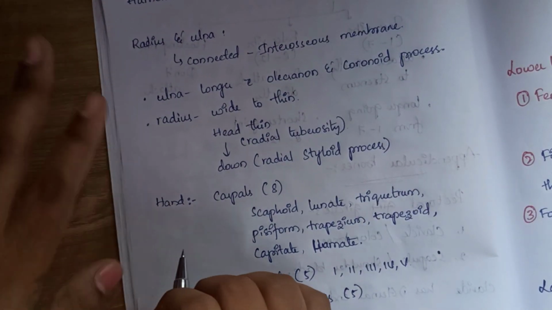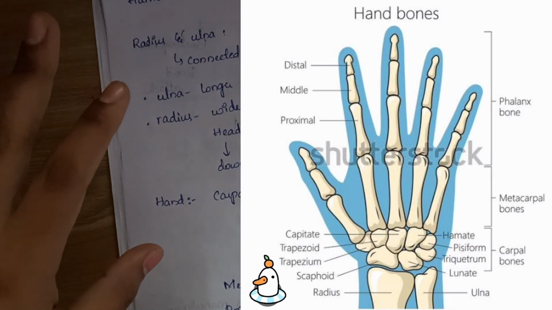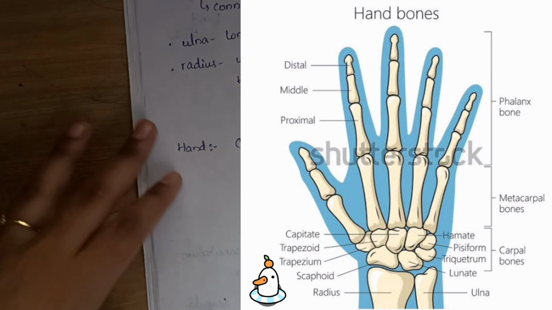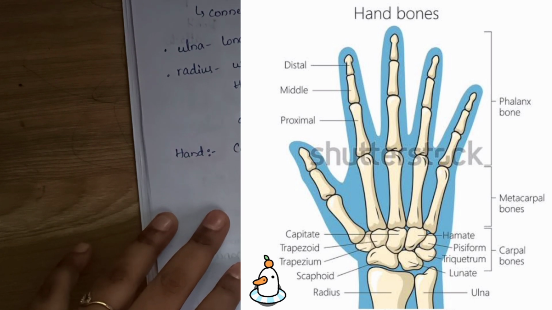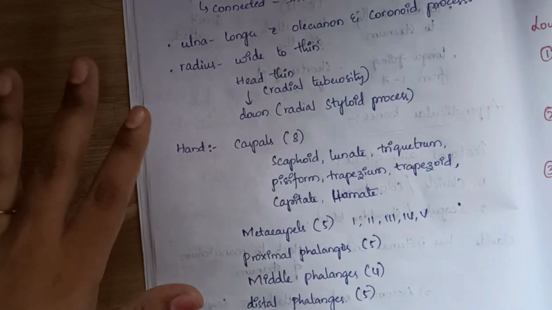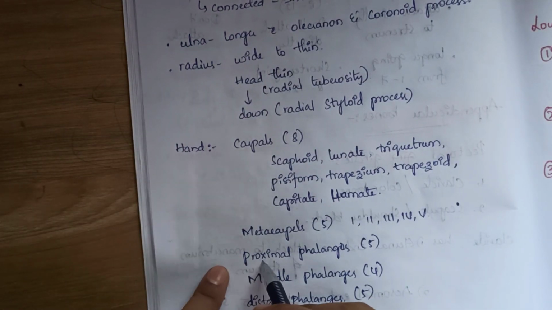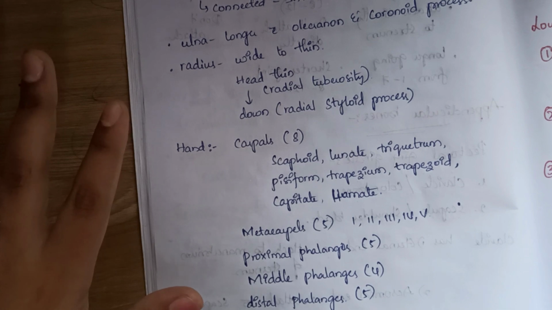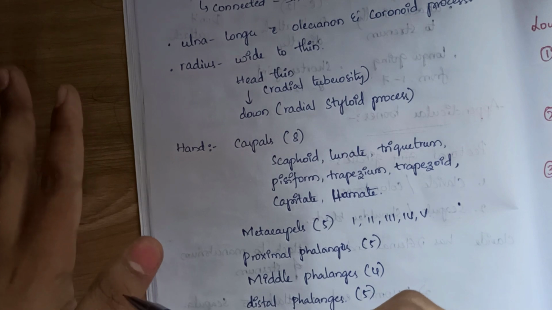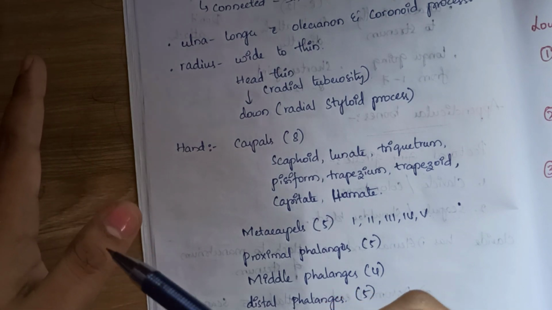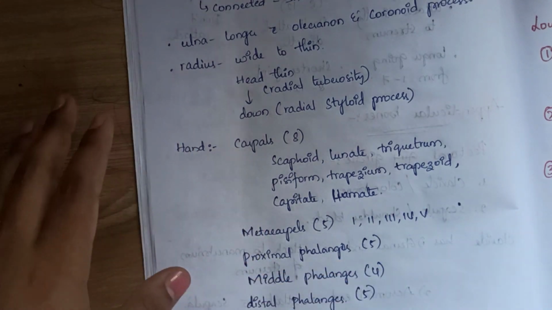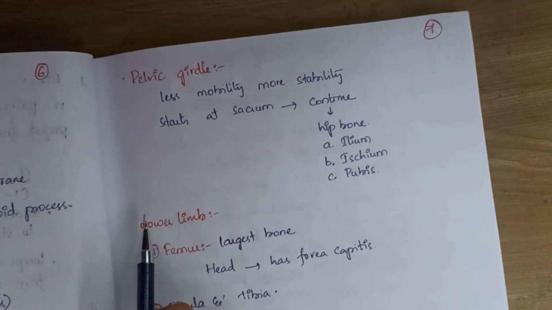Then we have the hand, where we have carpals, which are 8: scaphoid, lunate, triquetrum, pisiform, trapezium, trapezoid, capitate, hamate. Next, metacarpals, which are 5 in number, and proximal phalanges, which are 5 in number. The middle phalanx is missing for the thumb, so we have only 4 middle phalanges, and distal phalanges number 5. Next, coming to the pelvic girdle.